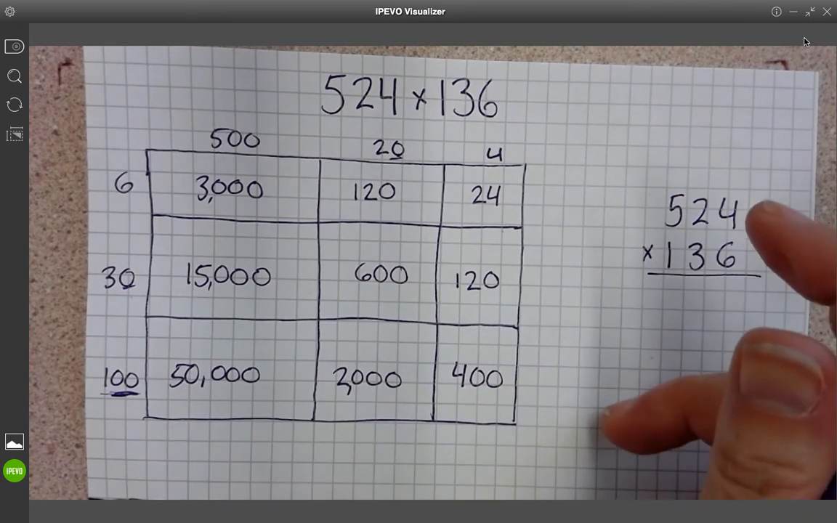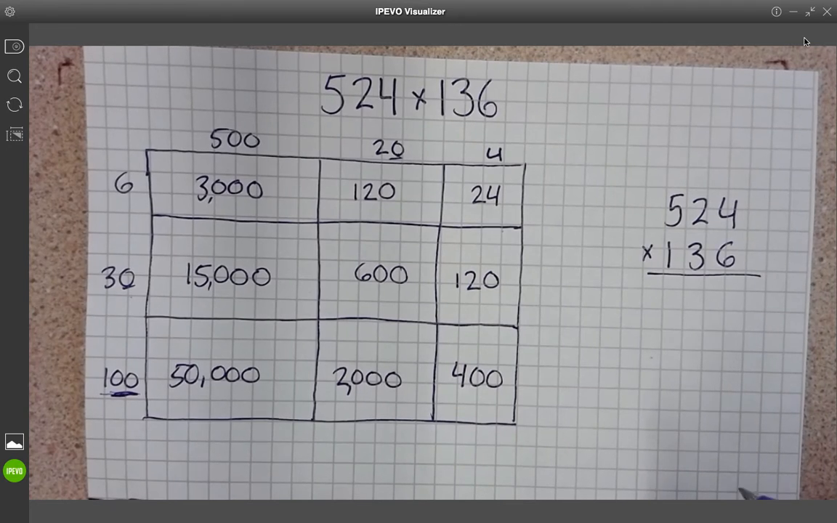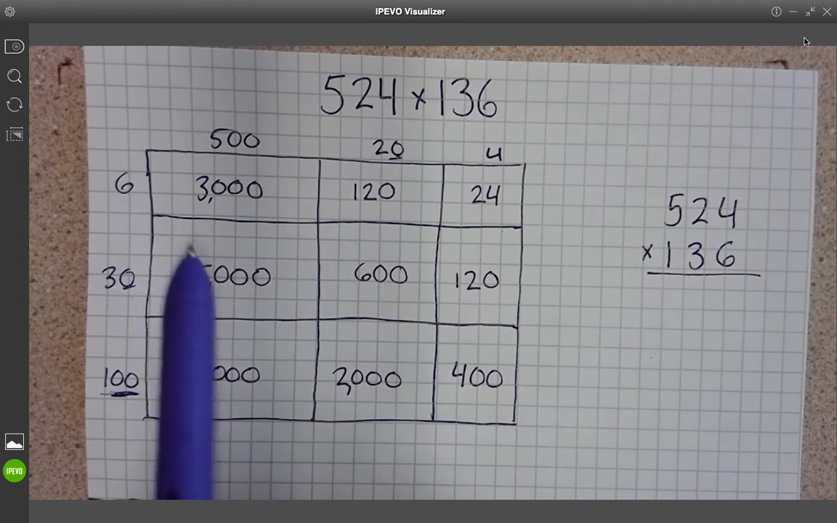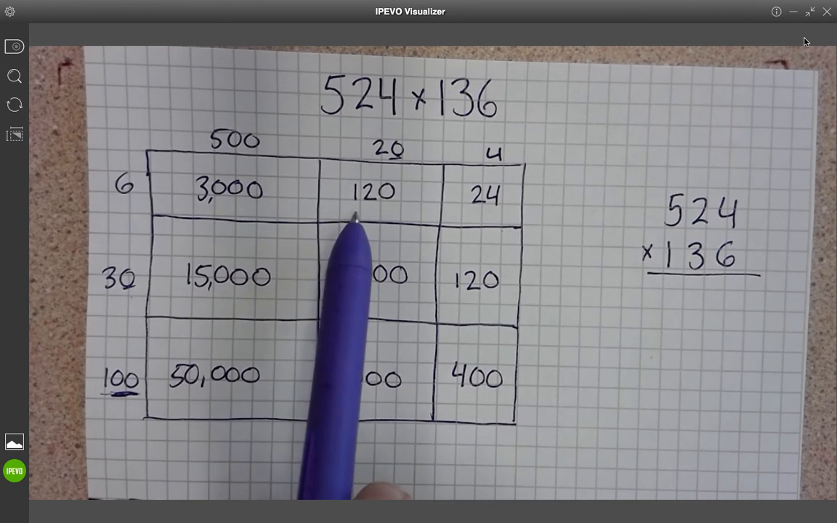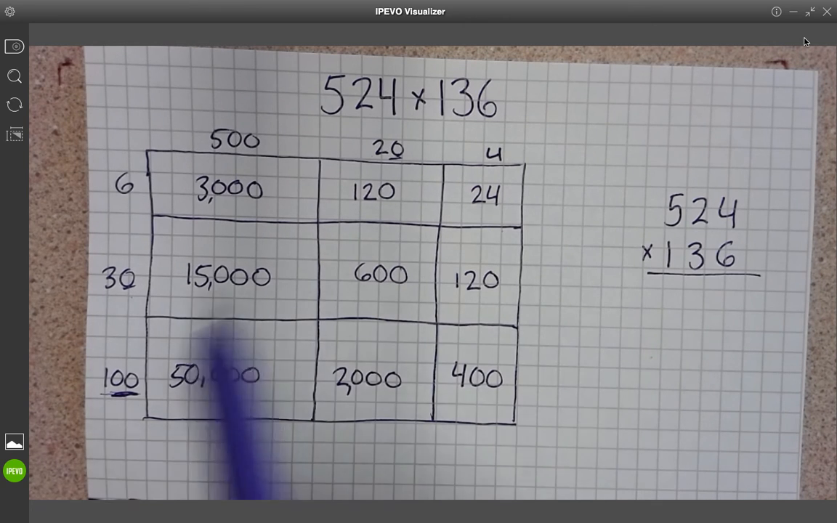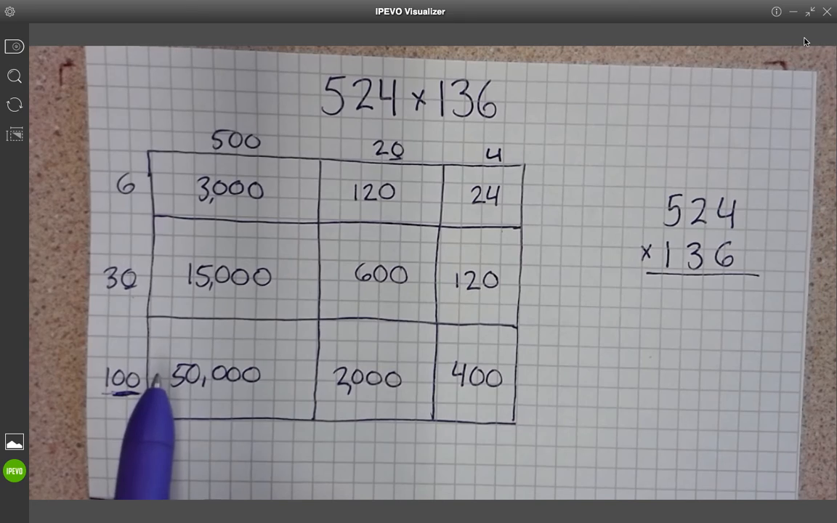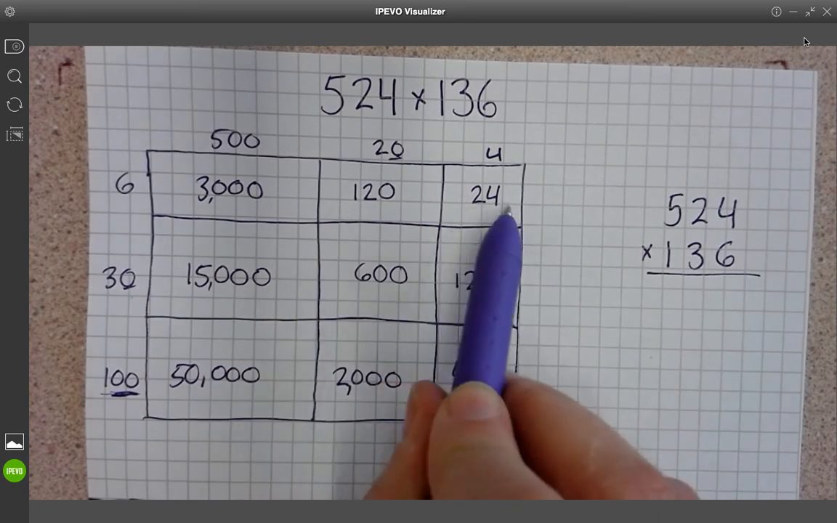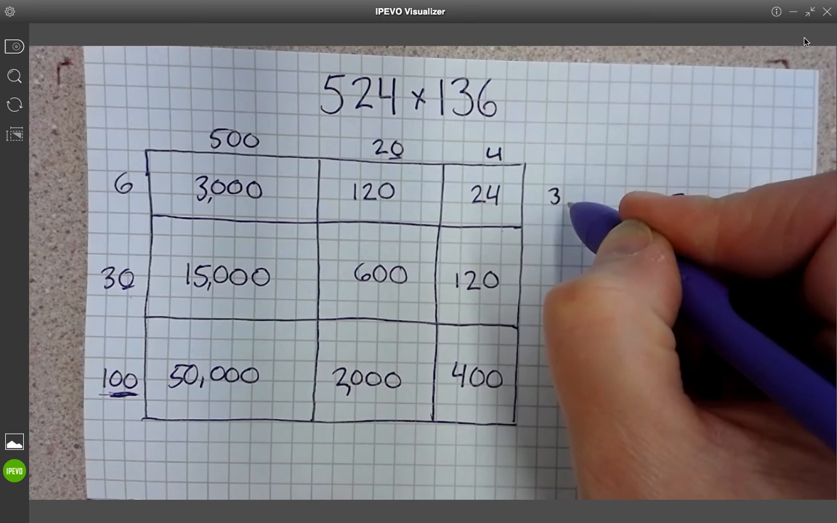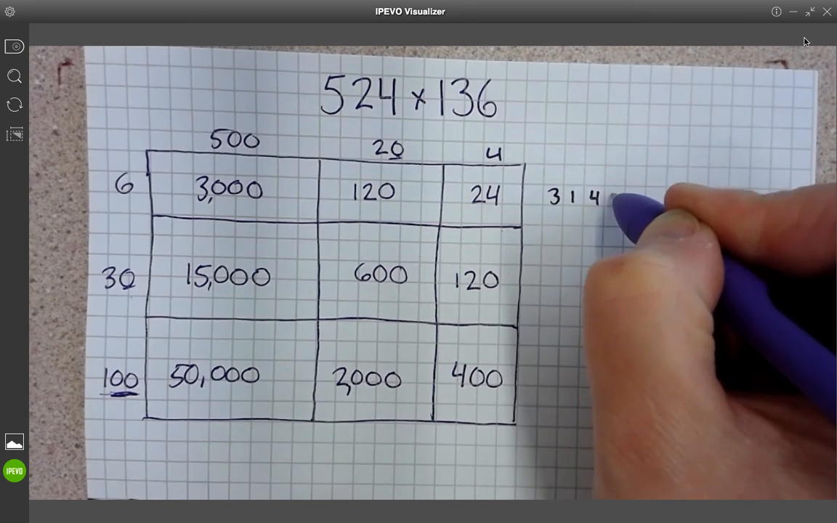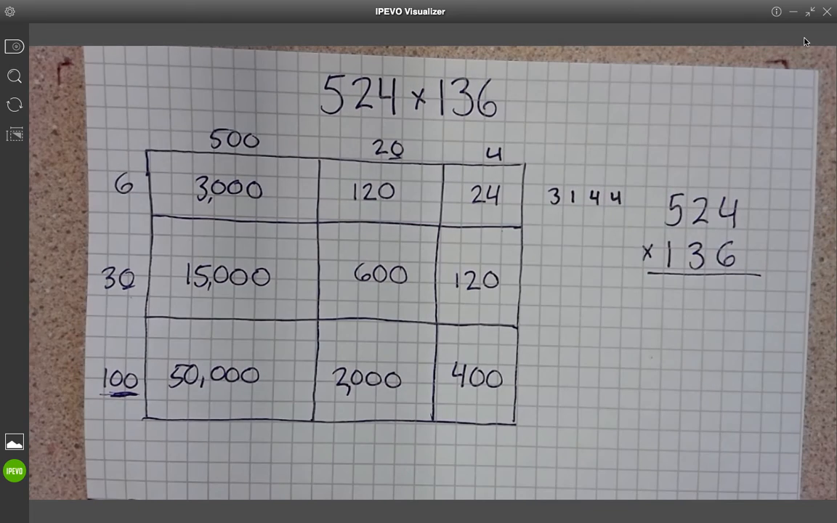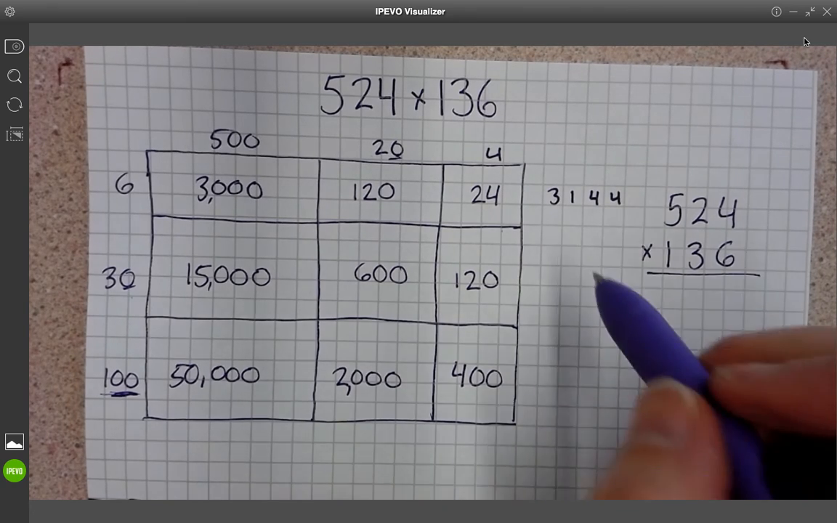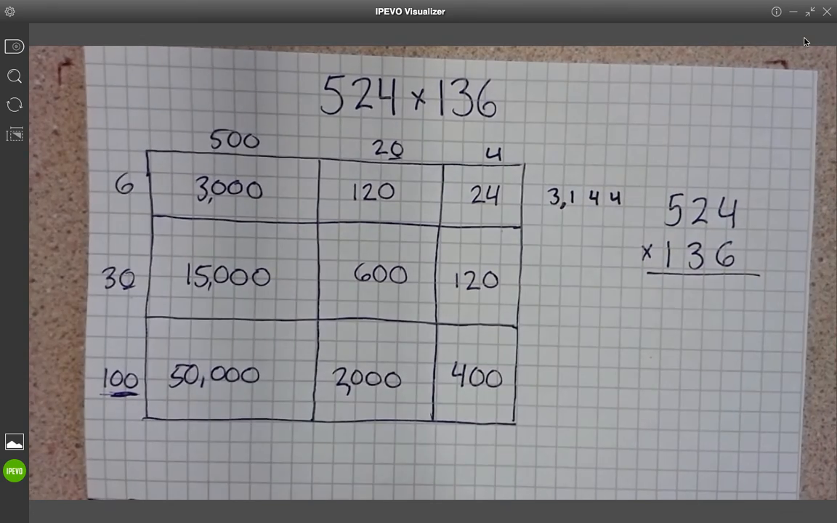All right, since I have a little tiny bit of room here, I'm going to write a little bit smaller for this one. I'm going to do 3,000 plus 100 plus 120 plus 24. 20 and 24 is 44. So I have 3,144. I am going to keep to my boxes so I can stay nice and straight here. And put my comma right there to show thousands.